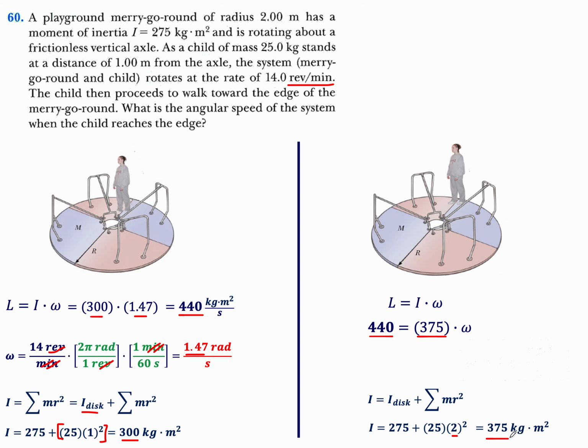And if you solve for omega, this thing will now slow down. It was going 1.47 radians per second. It's now going to rotate at 1.17 radians per second. Why? Because the rotational inertia has increased.